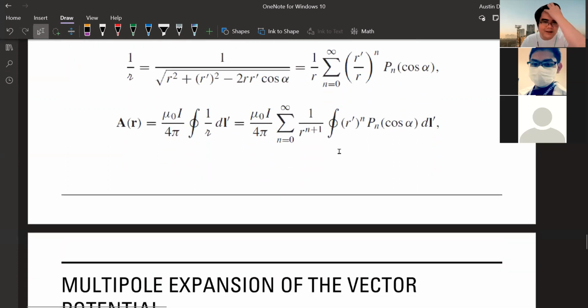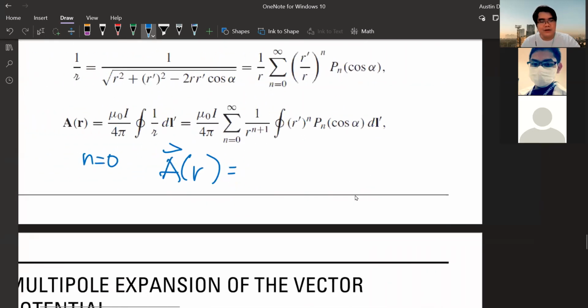Okay, let's try to look at some values of this. Kapag n is equal to 0, kung naalala nyo, that would be your monopole term. Kung naalala nyo sa potential formulation natin, yung multipole expansion din doon. Di ba nagkaroon tayo ng dipole term, monopole term, etc. So n is equal to 0. We try to find that.